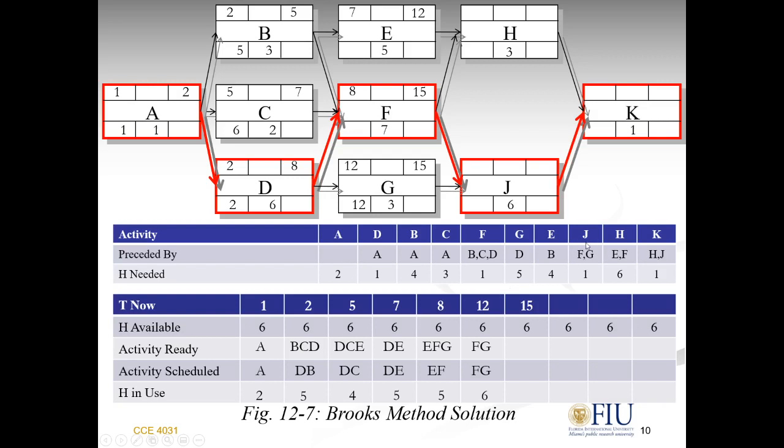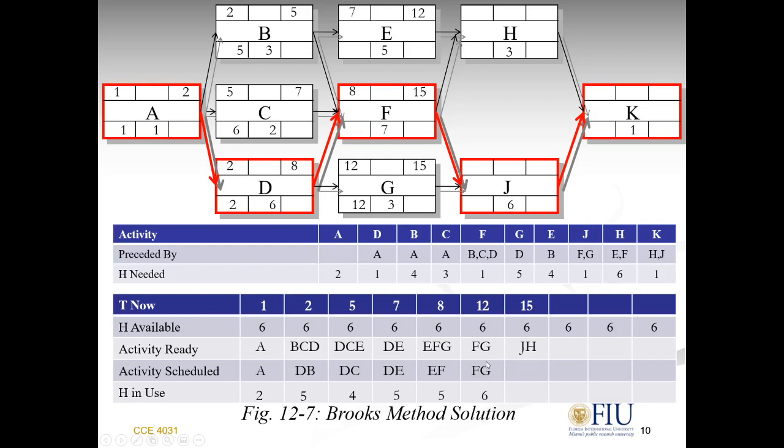If F and G are complete, I can bring J. J would be here. And F is complete, I can bring H if E is complete. E is complete on day 12, so I can bring J and H. Can I start them both? If I do, 6 plus 1 is 7. 7 is more than 6, so no, I have to choose between J and H. The one that has more priority is J.